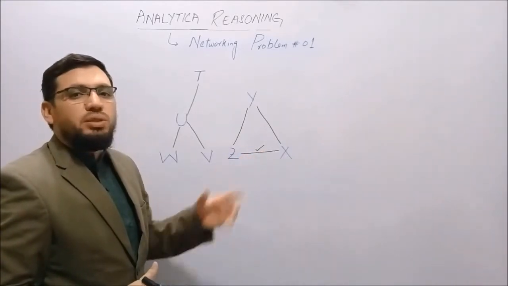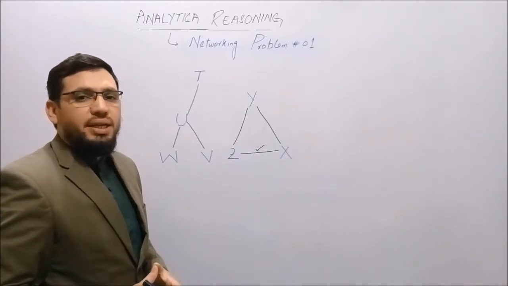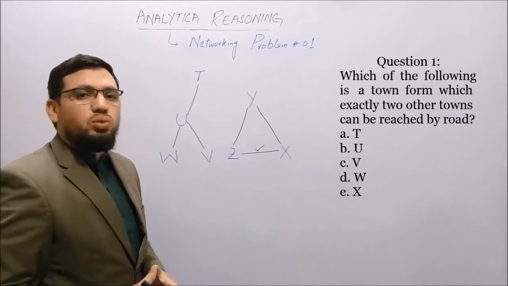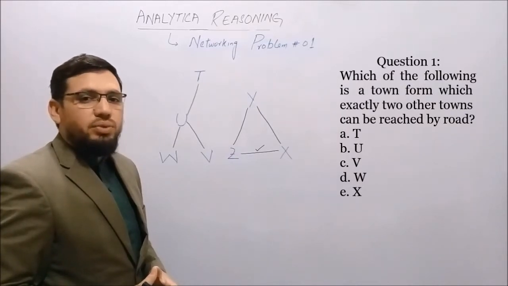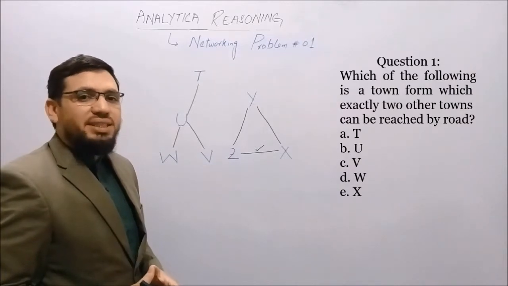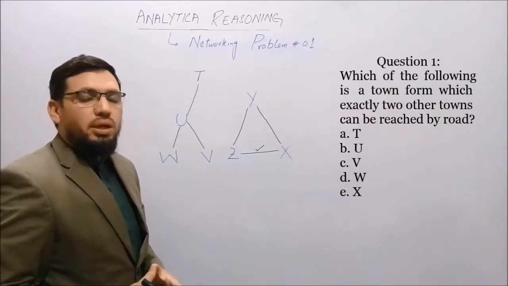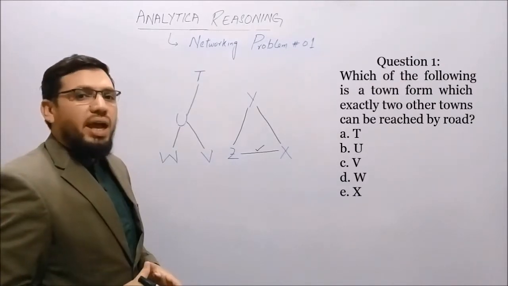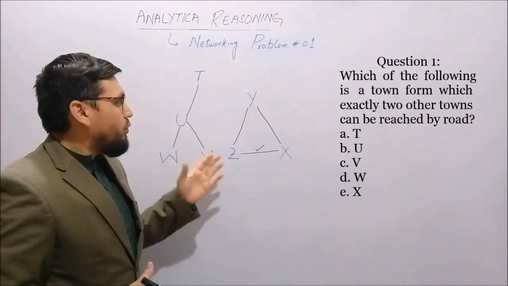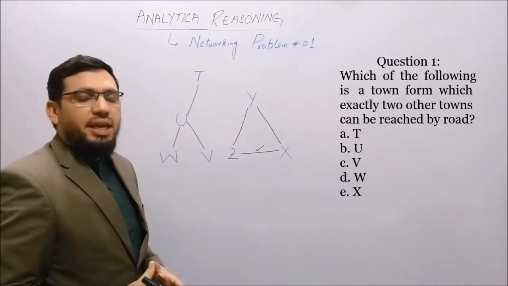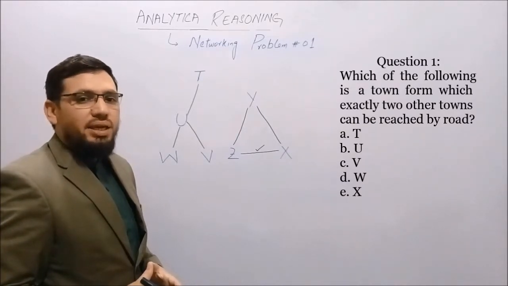Now let's move toward the first question we have, that is, which of the following is a town from which exactly 2 other towns can be reached by road? Let me tell you one thing. They mentioned exactly 2 roads, meaning not more than 2, not less than 2. Now we have to look for which town is the town from where 2 others can be reached using road. For that purpose, we are given option A, T.